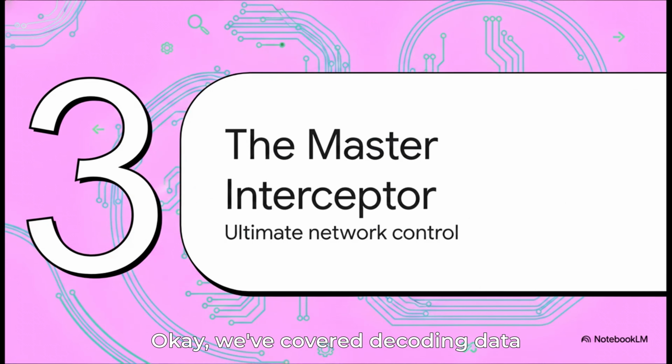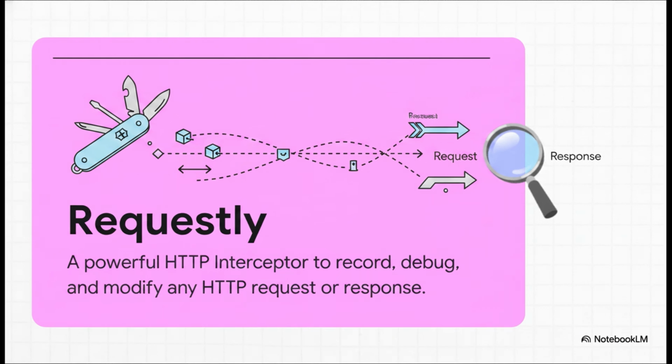Okay, we've covered decoding data and manipulating sessions. Now it's time to bring out the big gun. The final tool in our main arsenal is the most powerful of them all. It combines what the others do and then adds a whole new layer of network control on top. Everybody meet Requestly. Look, if Mod Header is like a precision scalpel, then Requestly is the full-featured Swiss Army knife.